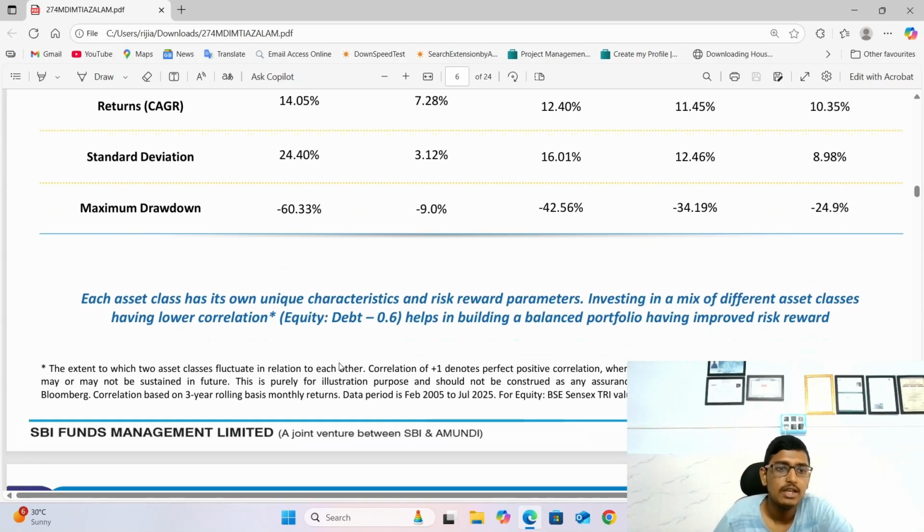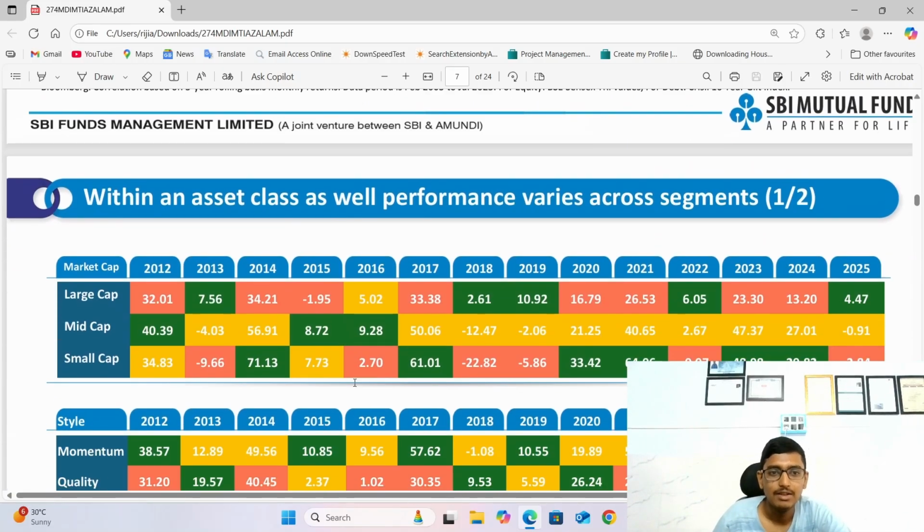So let's see here. Each asset class has its unique characteristics and risk-reward parameters. Investing in a mix of different asset classes that have lower correlation helps in building a balanced portfolio, having improved risk-reward. So we need to have a mix of all this in the portfolio. Now you see here, within an asset class as well, performance varies across segments. So if we talk about the equity segment, there is also a variation in performance.